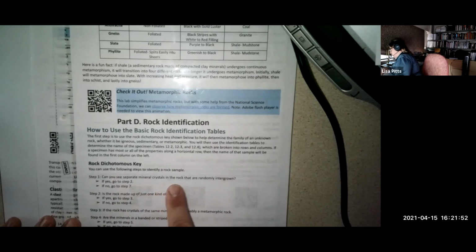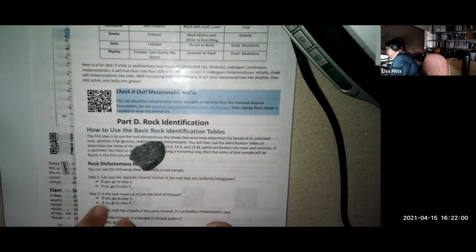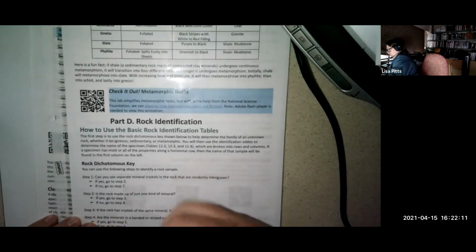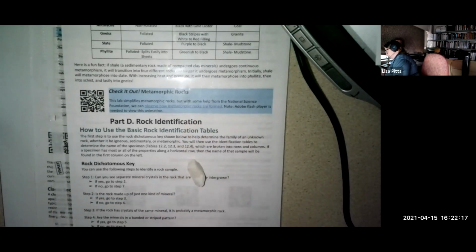So if we look at this chart here, it says, if you can see separate mineral crystals in the rock that are randomly intergrown. So can you see crystals in the rock? If you can, then you go to step 2. Is the rock made up of just one kind of mineral? Yes, go to step 3. If the rock has crystals of the same mineral, it's probably a metamorphic rock. If they are banded or striped, go to step 5. If not, go to step 6.